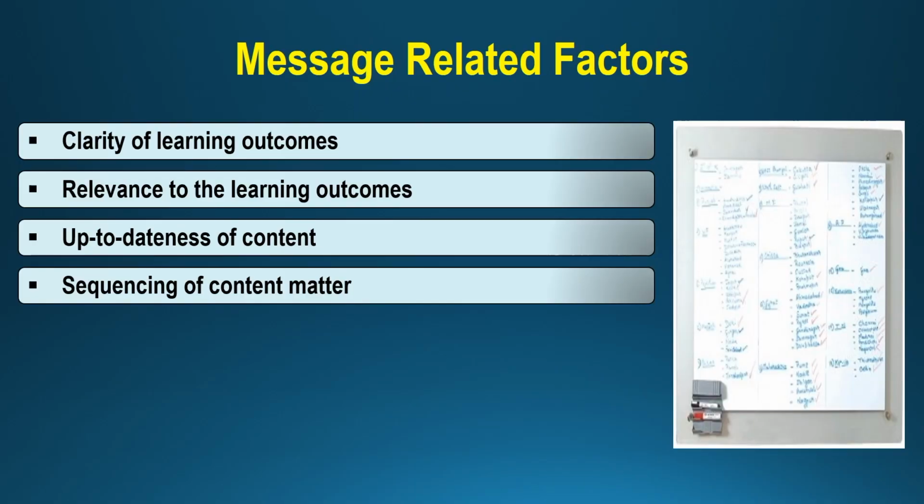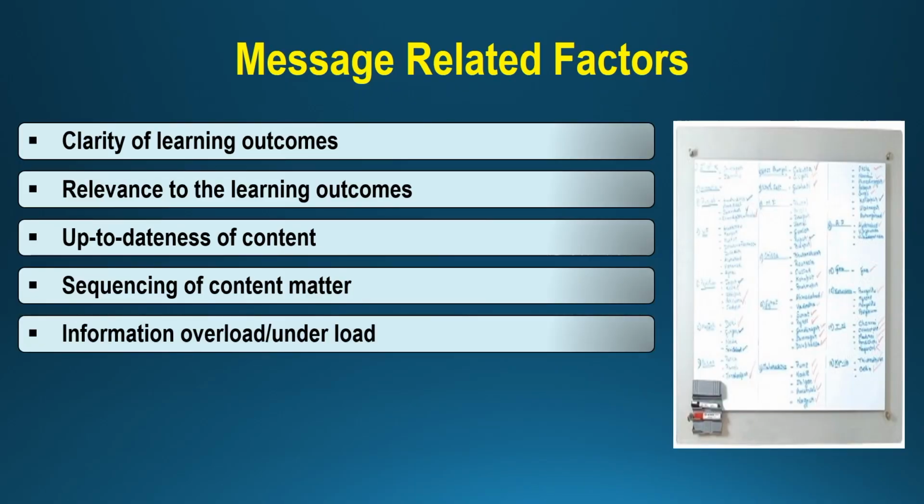Another is there need not be information underload or overload. When you have information underload, that means you are not providing adequate information related to the message, or you are not able to explain the message in detail that students are able to understand that. So underload of information is leading to wastage of time, and maybe you are not able to achieve the learning outcomes to the maximum.